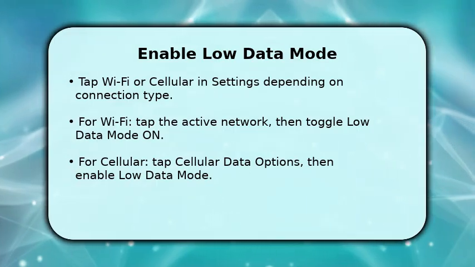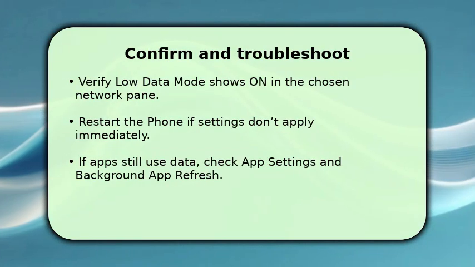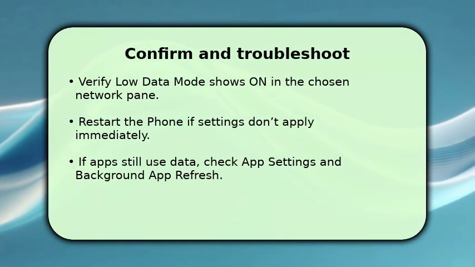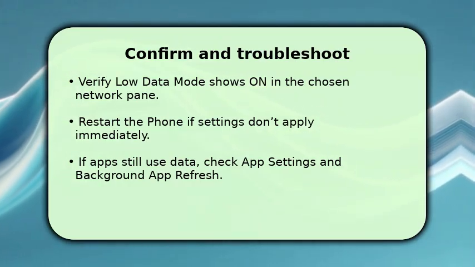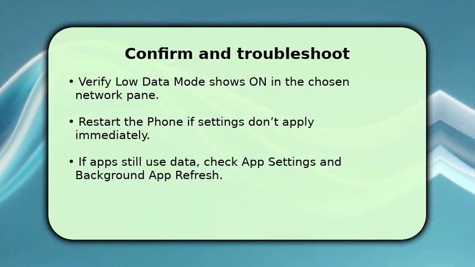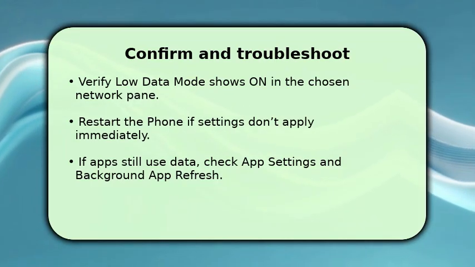You've enabled data saving. Now confirm it's active by checking the network pane. Low data mode should read on. If apps continue consuming data, restart the iPhone to force the system to apply limits. Make sure background app refresh is off for specific apps in settings. This prevents hidden data use.